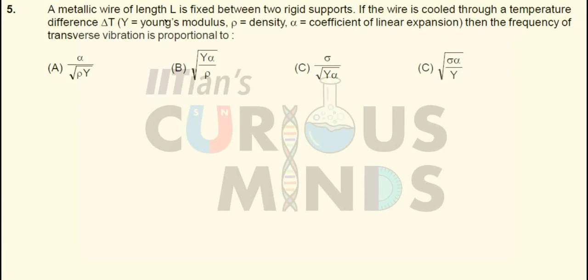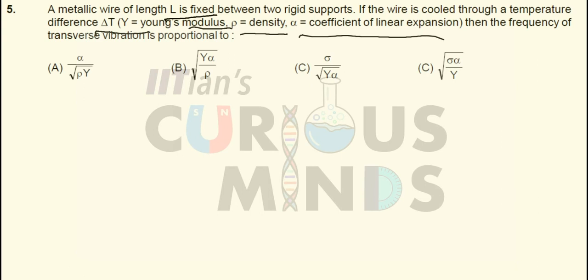A metallic wire of length L is fixed between two rigid supports. If the wire is cooled through a temperature of delta T, Y is the Young's modulus, rho is the density, alpha is the coefficient of linear expansion, then the frequency of the transverse vibration is proportional to, okay.